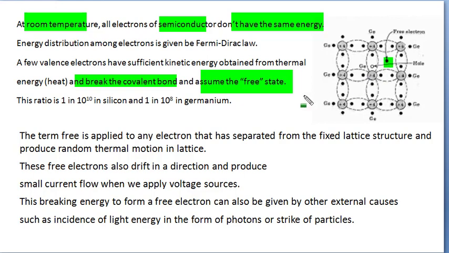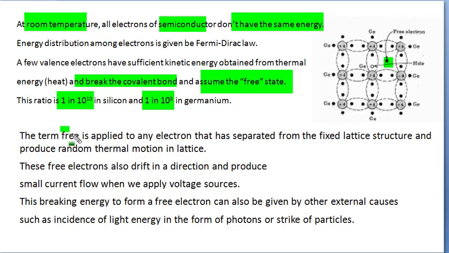The number of these electrons and holes is roughly 1 in 10 raised to power 10 atoms in silicon semiconductor material, and the same is 1 in 10 raised to power 8 atoms in germanium. That means at normal room conditions, germanium got around 100 to 1000 fold more free electrons than silicon.